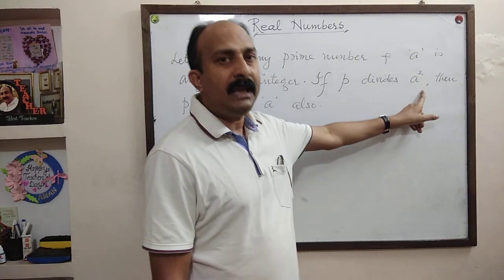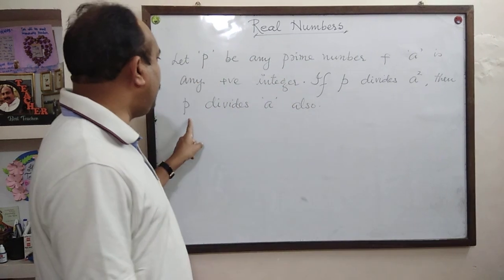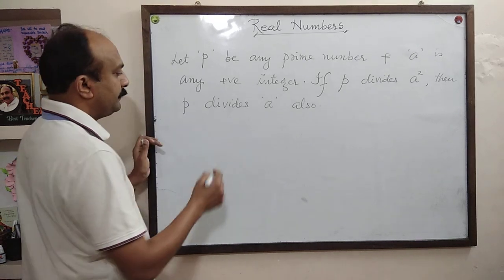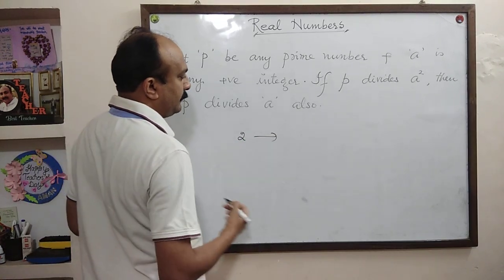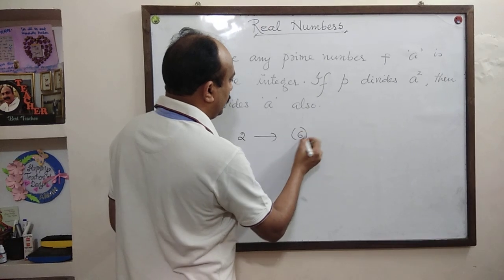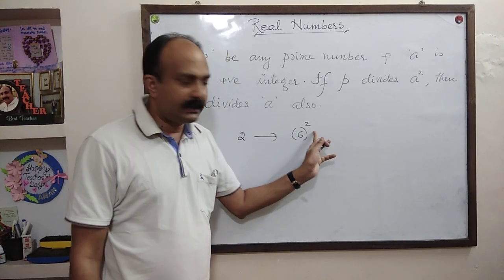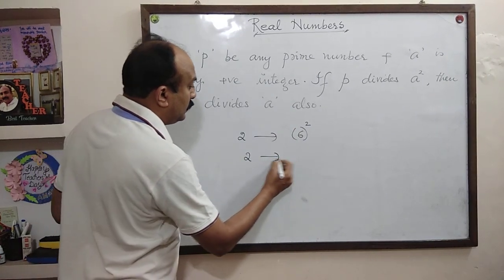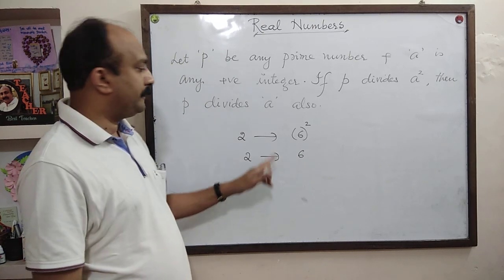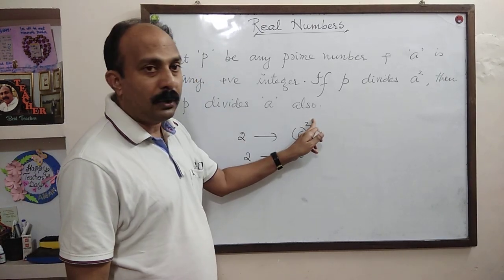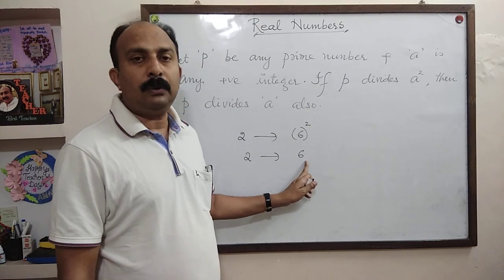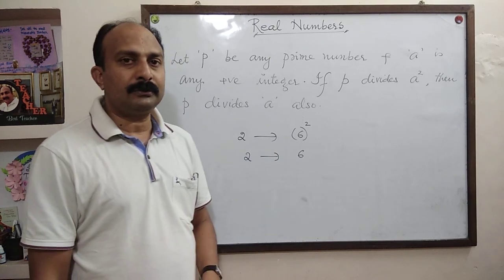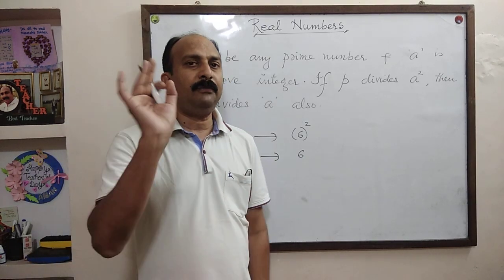If P divides A square, then the same P divides A also. I will explain with an example. 2 divides, say, 6 square. 6 square is 36. 2 is a factor of 36. Then we can say 2 divides 6 also. If 2 divides A square, then 2 divides A also. We know that 2 is a factor of 36 and 2 is a factor of 6 also. You take any such example, everywhere you can see it.